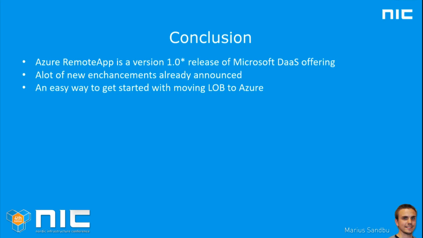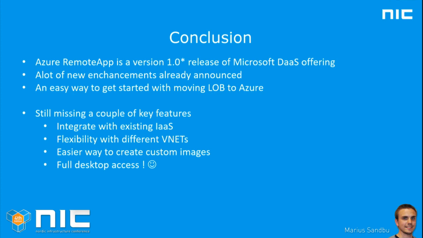So, to summarize, Azure RemoteApp, version 1.1 star. I wouldn't say it's fully released yet, RemoteApp as a service. A lot of new enhancements are already announced, so I see a lot of growth going to happen in this space. It's an easy way to get started moving line-of-business applications to Azure. So far so good. There are a couple of things I don't like about it. I can't change it, but I want the ability to integrate with existing virtual machines running in Azure, because a lot of customers are already starting to use it, and it makes sense. And of course, the flexibility to use different virtual networks inside RemoteApp.